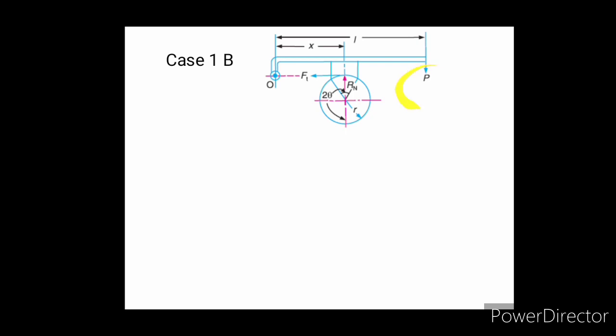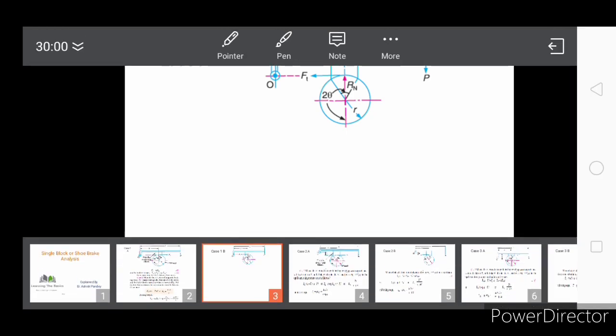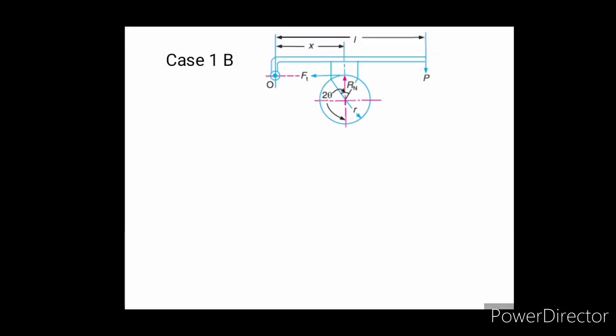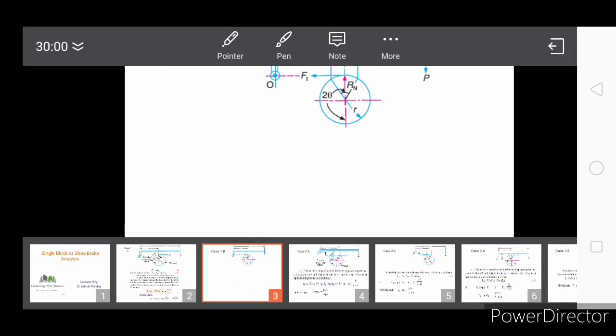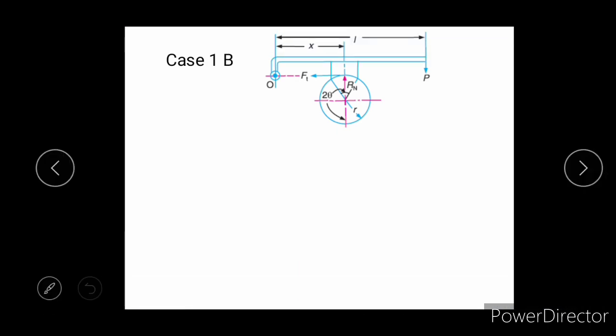Now the applied effort is P as usual, as in the previous case. The distance x is from the center of the wheel to the fulcrum, and the distance L is from the applied effort to the fulcrum. Now you can easily apply the same thing. Take sigma Mo equal to 0. So now, taking moments about point O.